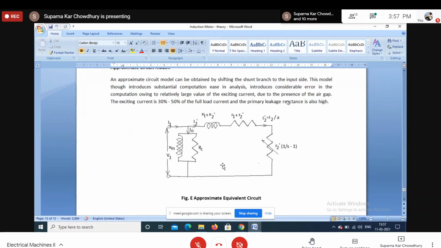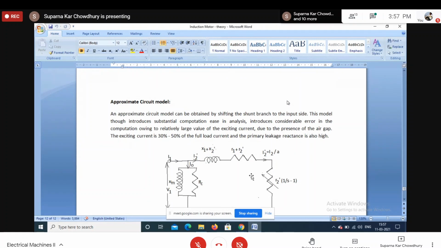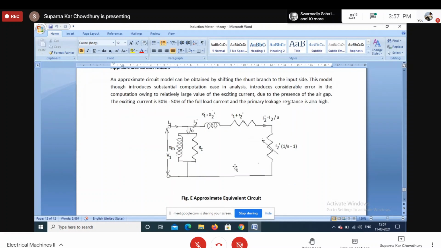Next we will see how we can determine this equivalent circuit. In this case the tests are also the same. That is, in case of transformer, we derived this equivalent circuit from no load and short circuit test data. Here also we perform two tests. One is the no load test, open circuit no load test, and the other is the blocked rotor test. So from these two test data, we can determine the parameters.